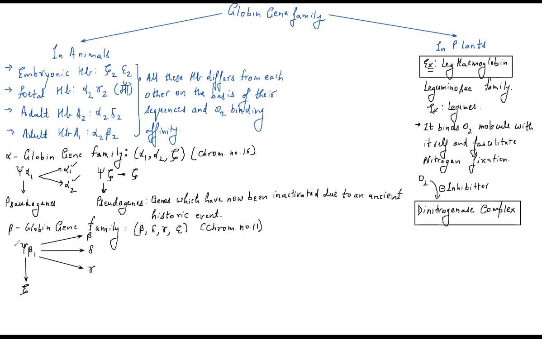11th number chromosome. It contains a single pseudogene which during the prehistoric time has evolved all the different types of gene. Consists of a single pseudogene that is being represented as psi beta 1.